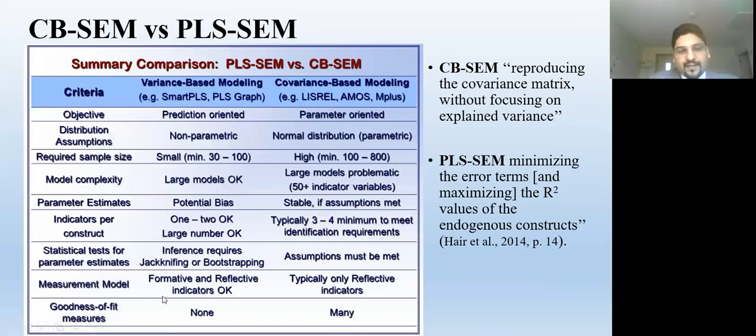A very important difference between CB-SEM and PLS-SEM is the type of factors that we can use. Typically, we could use reflective factors in CB-SEM. I will explain what is reflective and formative as well. Don't worry about these terms. But PLS-SEM helps us do analysis with a model that includes both formative and reflective indicators. The last difference is about the fitness of the model.